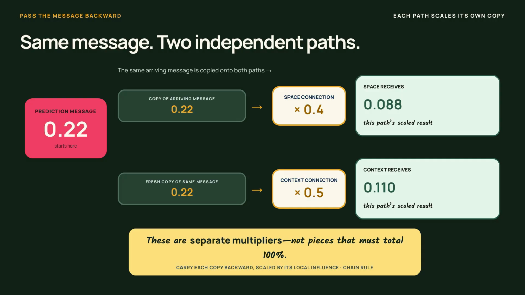On the context path, start again with the same 0.22 message and multiply by 0.5. That gives 0.110. The 40 and 50% do not need to add to 100. They describe two different connections. Each connection independently scales the same arriving message. We did not rerun the model, and we did not ask one connection to understand everything. We joined neighboring clues to make a longer path. Mathematics calls this the chain rule, but the useful idea is simpler. Carry the message backward, scaled by each local influence.